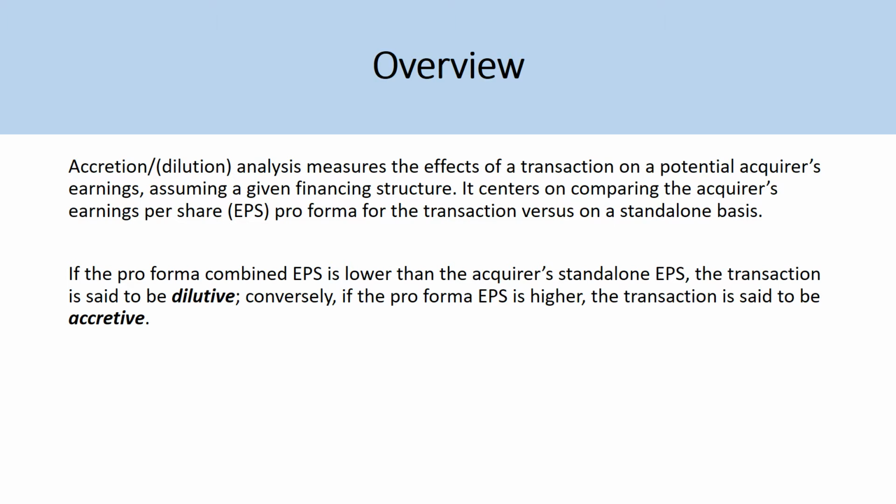It centers on comparing the acquirer's earnings per share pro forma for the transaction versus on a standalone basis. So you're comparing what your EPS is today versus what it would be if that transaction were to be completed. If the pro forma combined EPS is lower than the acquirer's standalone EPS, the transaction is said to be dilutive. Conversely, if the pro forma EPS is higher, the transaction is said to be accretive.